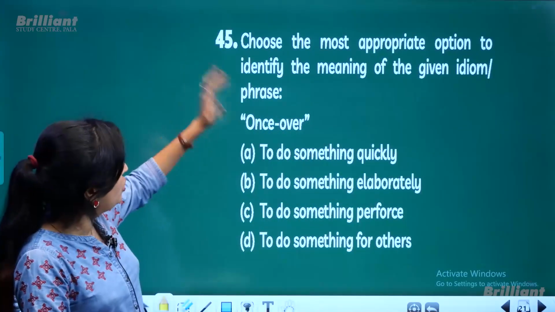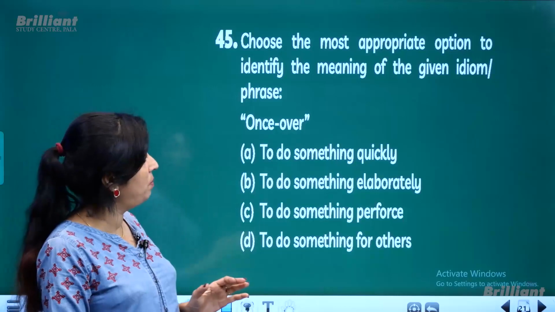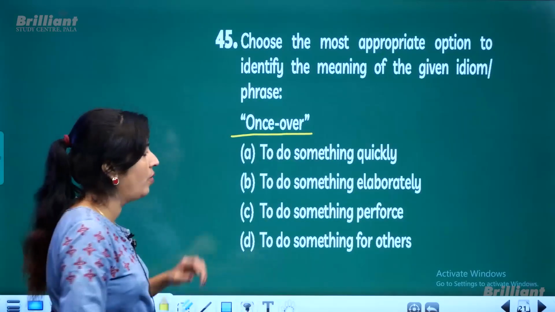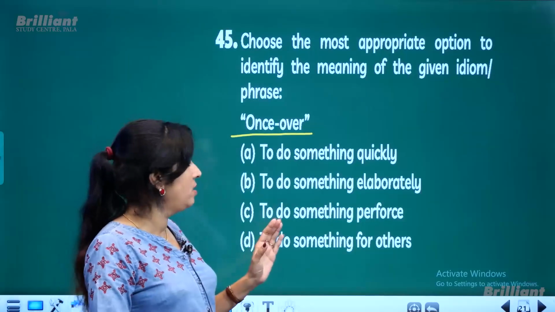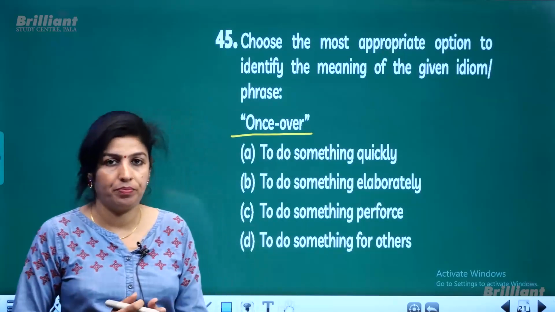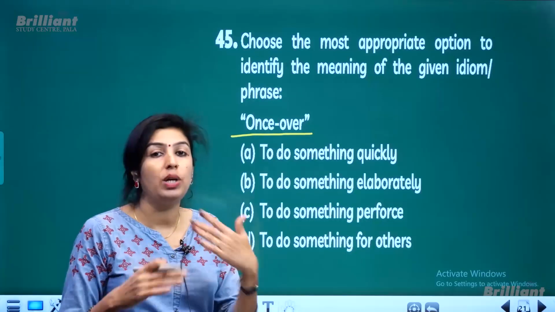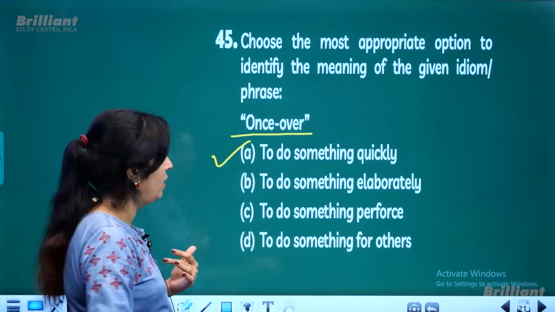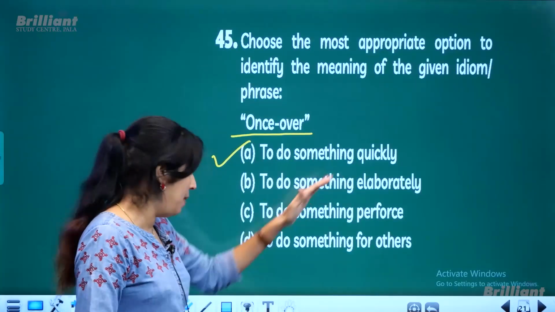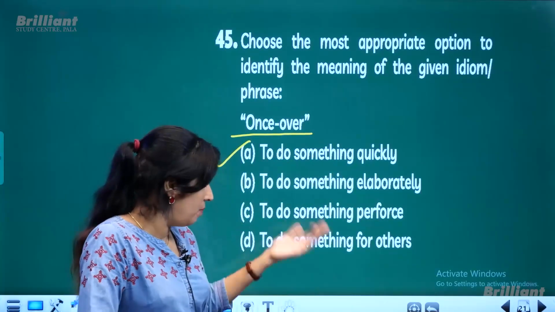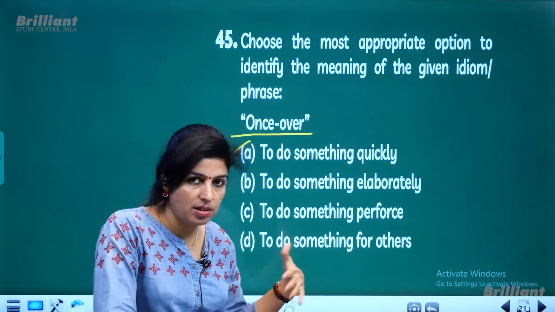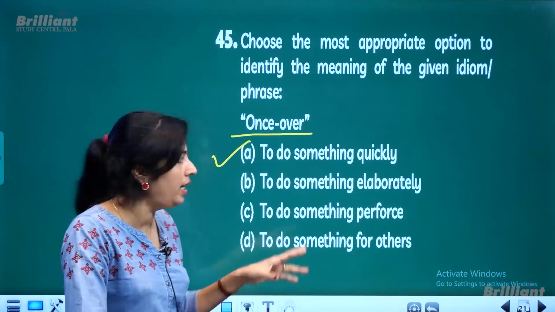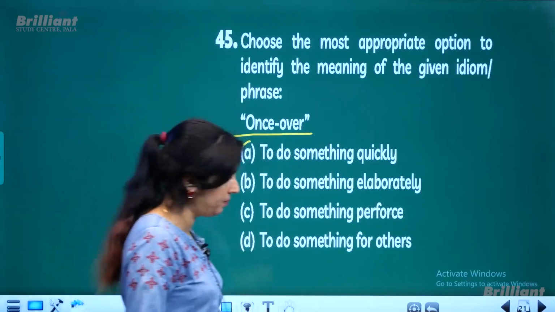Now choose the most appropriate option to identify the meaning of the given idiom or phrase, once over. What is the meaning of once over? It's actually an idiom, which means you do something in a hurry. You complete something in a hurry. You do a task in a hurry. So that means to do something quickly. Not something being done elaborately or as a charity for others, but something which you do very quickly, you call it once over.